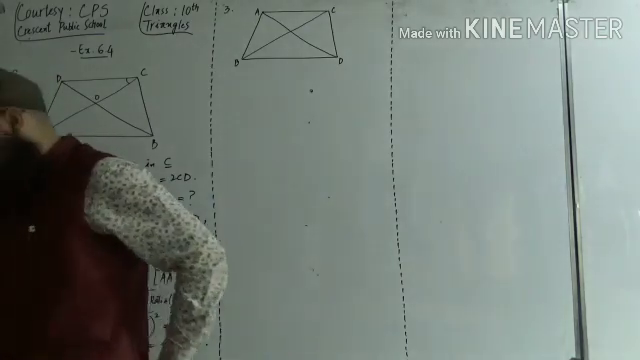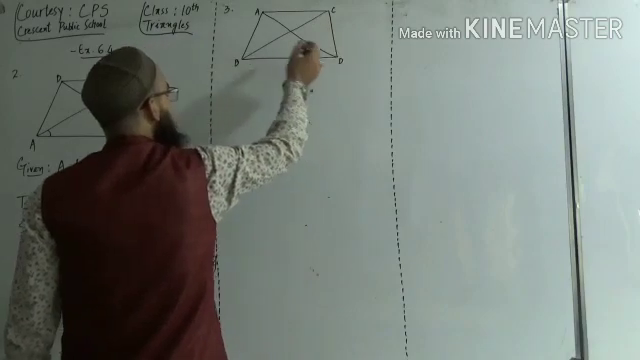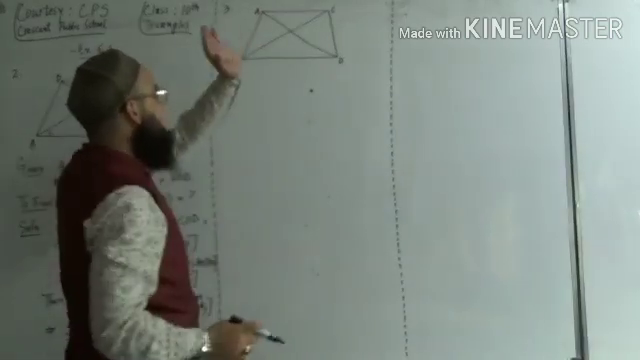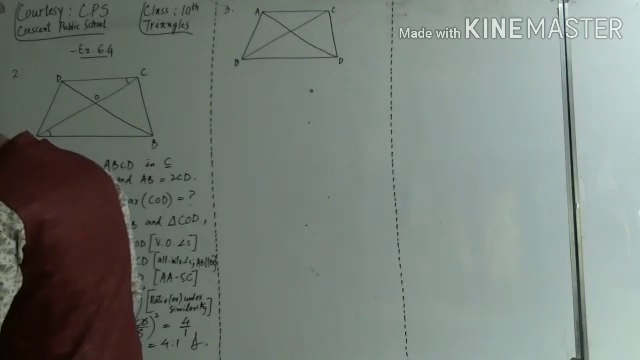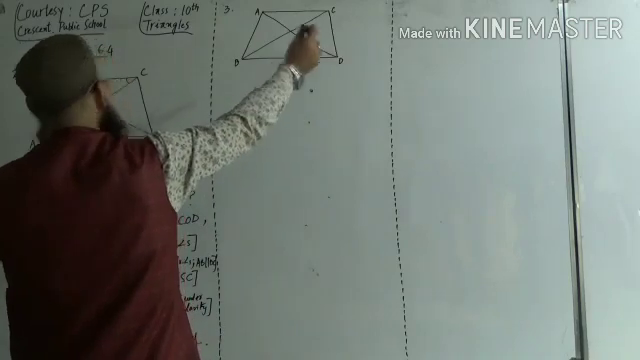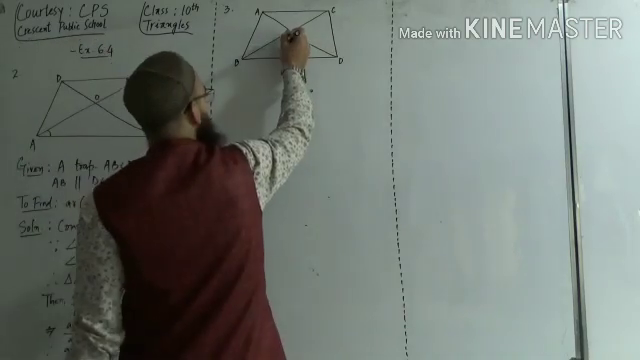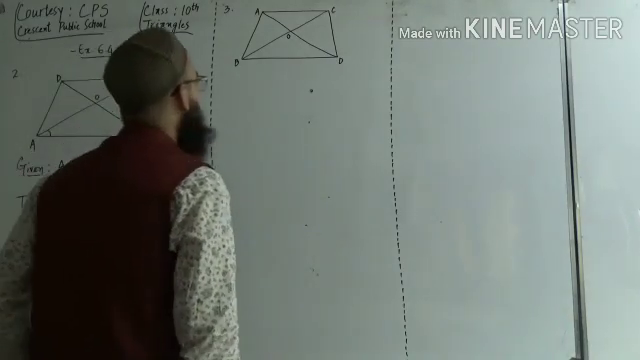ABC and DBC are two triangles on the same base. ABC and DBC are on the same base BC. If AD intersects BC at O, like this, you need to show this thing.